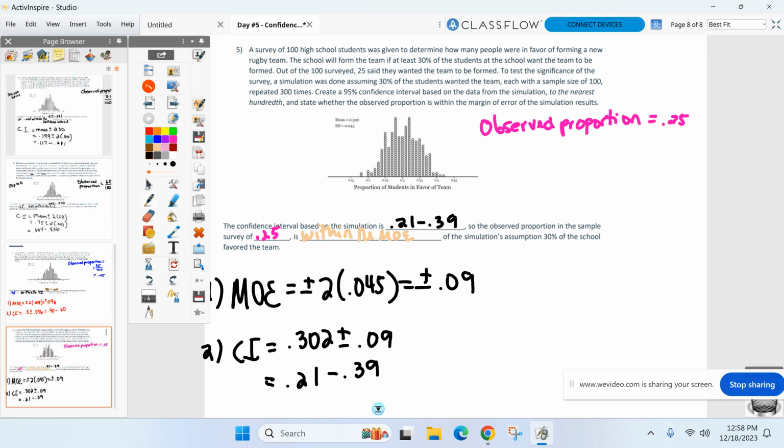Again, for this one, number 5, you go out and you survey 125, came back and said they want the team. You just can't say, forget it, no team, because we had to have the 30% say yes. Right? You don't know if that 25% represents the population or not. The way you figure it out is to see if it falls within the confidence interval, and it did represent the population because it was 21 to 39%.